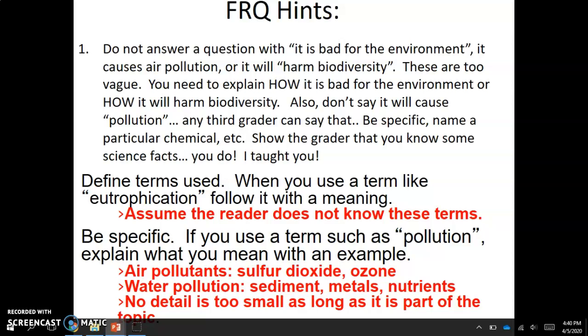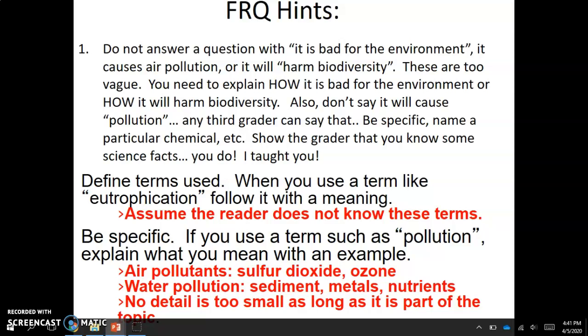Show the grader that you know some science facts, because you do. I taught you. I know you know science facts because you've been with me for a year and I've taught you some science facts. Define terms used. When you write these, you have to kind of assume that you're the expert, okay? You are the captain of this ship, so to speak. You're assuming that you're writing these essays for someone who has never, ever been in an environmental class or knows nothing about environmental science. So if you introduce something like eutrophication, define it, okay? Say eutrophication, comma, which is yada, yada, yada. You explain it, comma, then go back to answering the question.